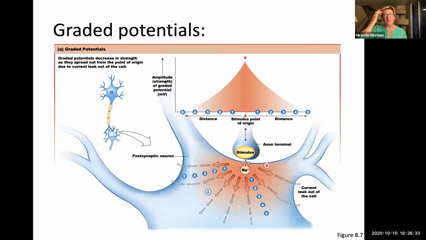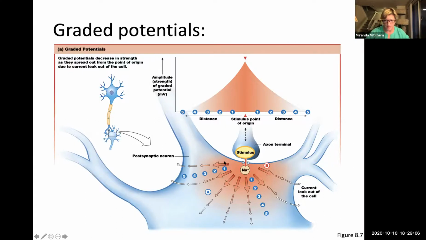Okay, so let's look at the graded potential. So we're looking at a stimulus. So it's coming in on the presynaptic neuron through the axon to the axon terminal. And then whatever stimulus is sent to the dendrites of the postsynaptic neuron. So in this case, it involves a sodium message. We'll look at why, but we'll keep it simple now. But what happens is the message can actually dissipate.